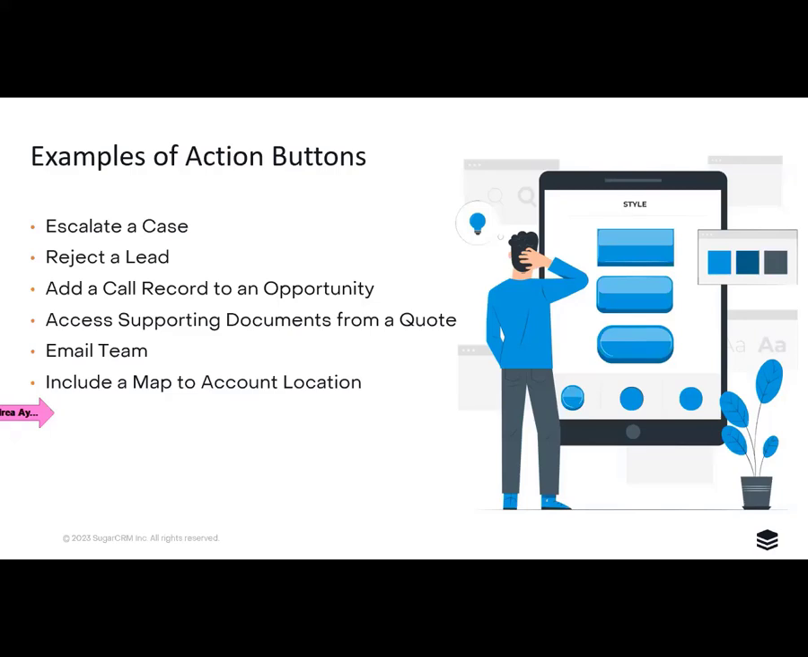You can create a call record, which is just a create record option on an opportunity. You can access supporting documents like a website page. Maybe your price listing is on your website and you want your sales reps to be able to pull that up very quickly when they're looking at a quote or when they're looking at an opportunity. You can email a group or a person, it doesn't have to be a group, about a particular action, and you can even include a map to an account location. Like that's what the button will do, right?